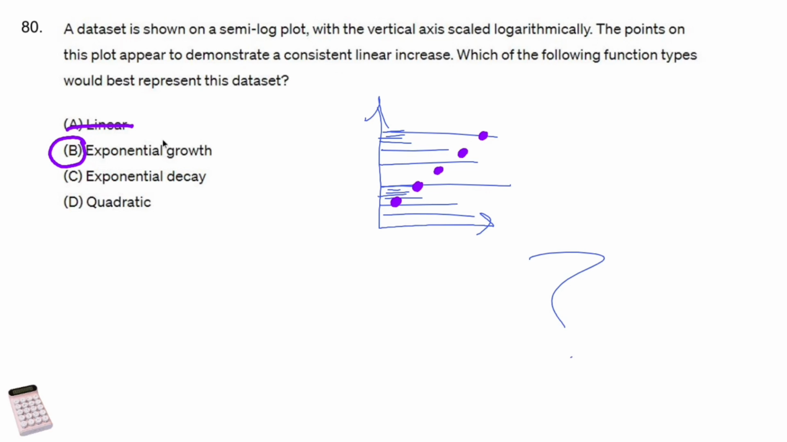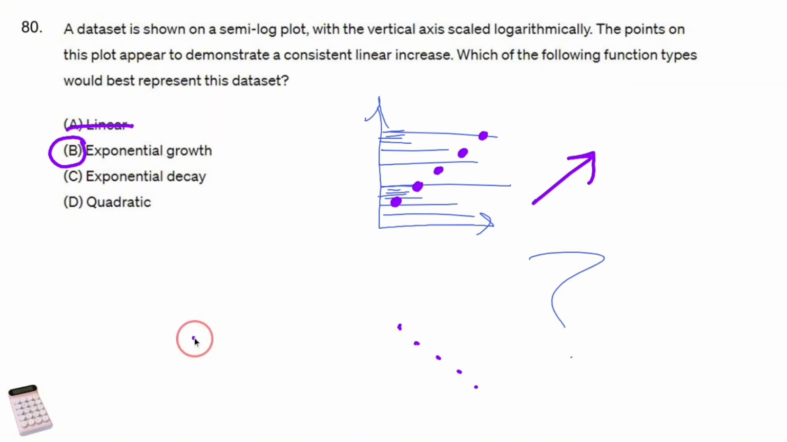Now, semi-log plots, when graphing linear-looking points, give you either exponential growth or exponential decay. Why do I have growth? Well, this is going up and to the right. If these dots were going down and to the right, then you would have exponential decay.